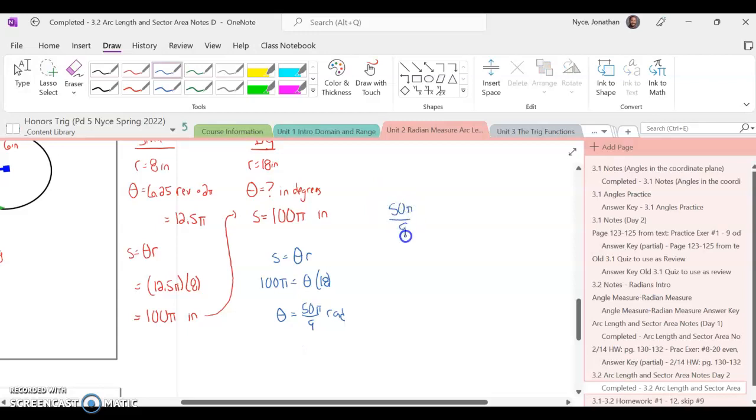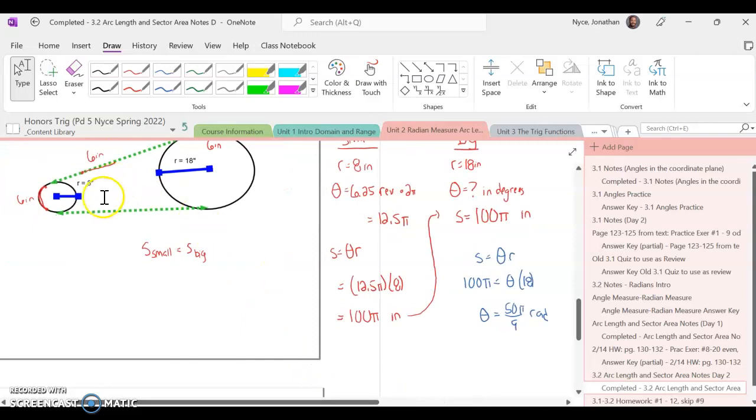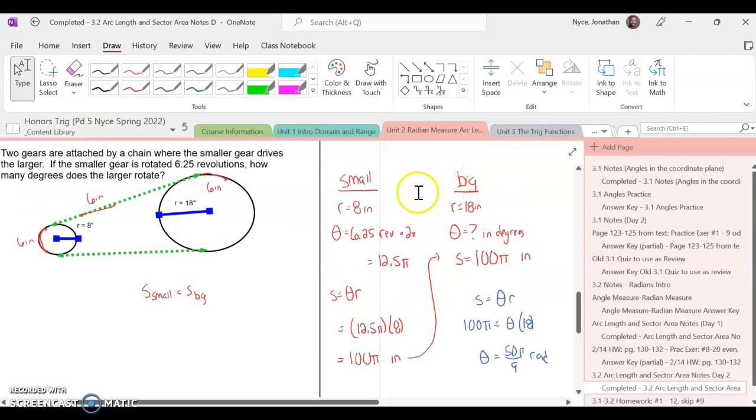So 50 pi over 9 radians. We know to change from radians to degrees, we're going to multiply by 180 over pi. You see the pi's will cancel. I know 180 over 9 is going to be 20 over 1. 50 times 20 is going to be 1,000 degrees. So again, the key there is that the arc length for the small gear is the same as the arc length for the big gear. So whatever you find for the arc length for the small, that is the arc length for the big, and it's how you connect the two pieces.